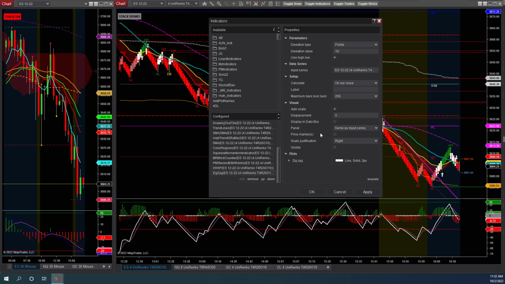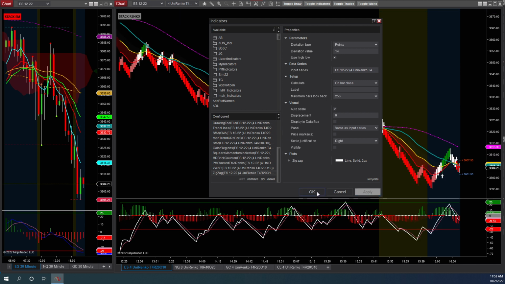And then the zigzag, I do have the zigzag. Sometimes I activate it. Most of the time I don't. But this is the deviation value I have at 14 points. Anyways, so these are the indicators I have.